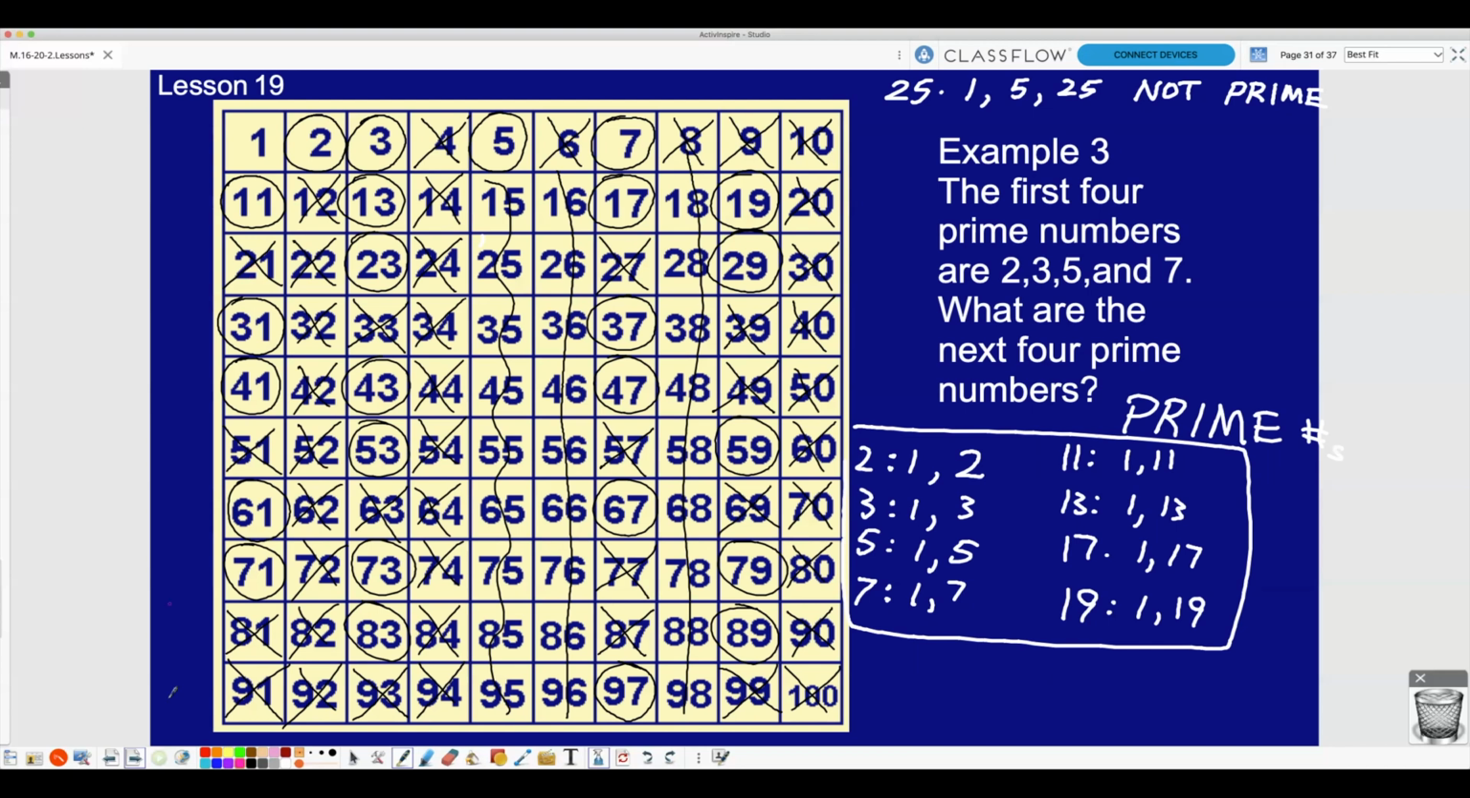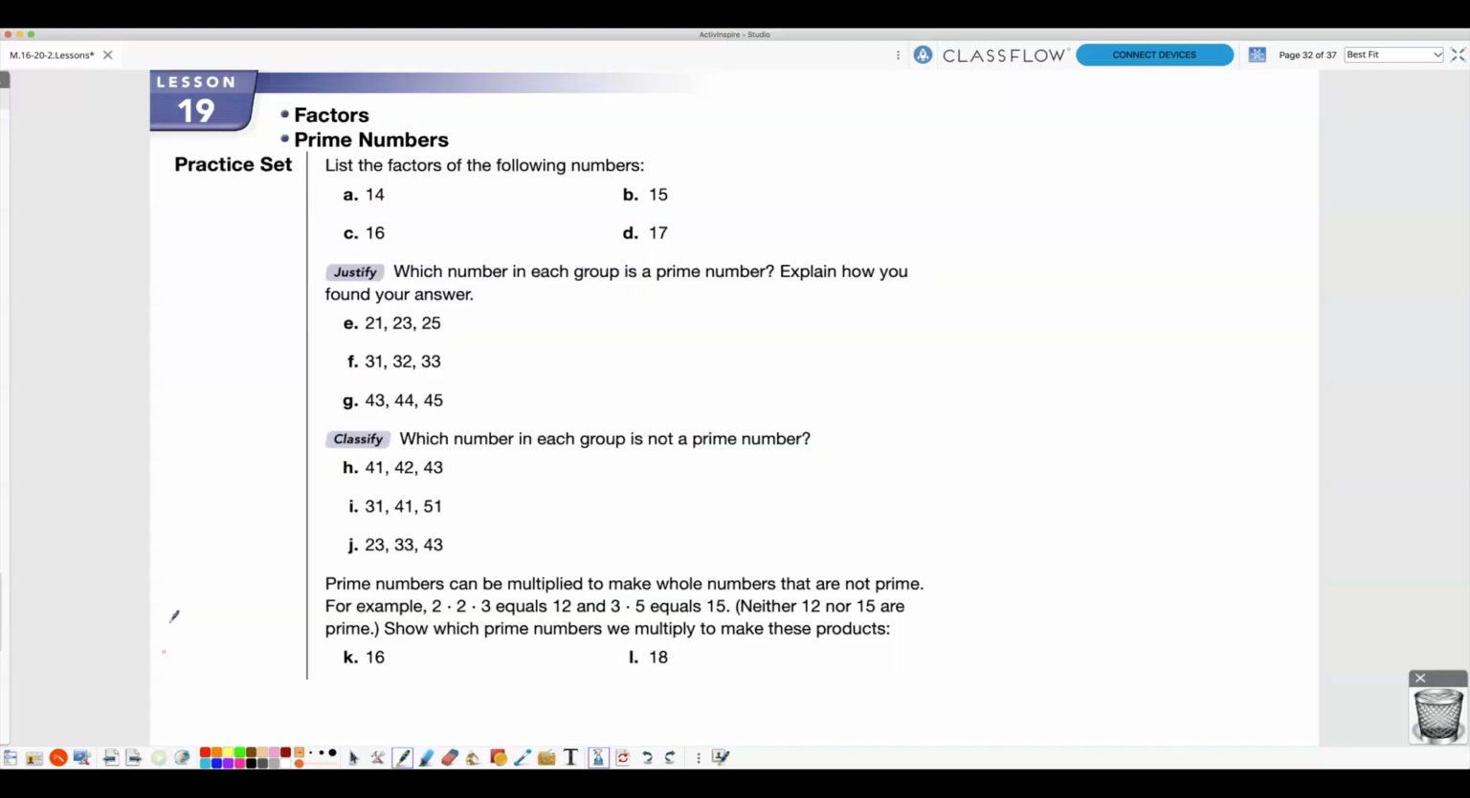It is not prime. All right, let's try these. List the factors of the following numbers. The factors of 14, starting out with 1 and 14, let me just give it some space. I know that 2 goes into 14 and I'm going to put what I would multiply times 2 to get to 14 over here, 7.